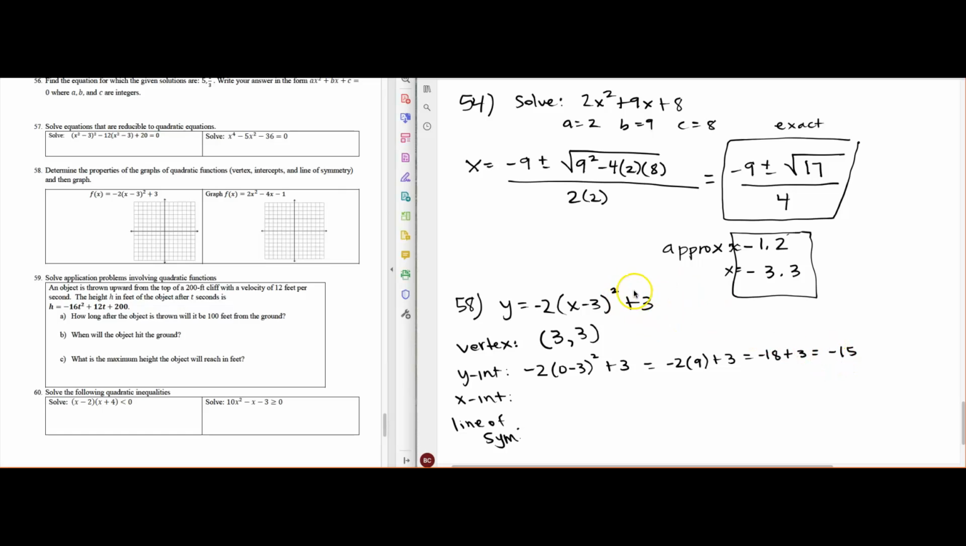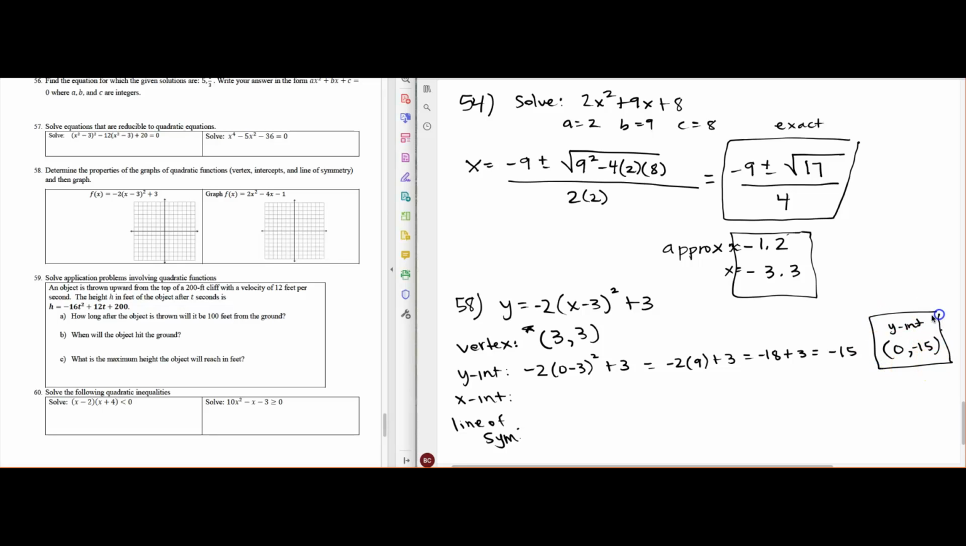So be really careful on this. If it's in vertex form, we can't just say that it's that 3. We can find our vertex easily, right? And when it's in standard form, we can see the y-intercept easily. But we can't see the y-intercept all that easily when it's in vertex form. Okay, so the way we write that down would be 0, negative 15, is our y-intercept.